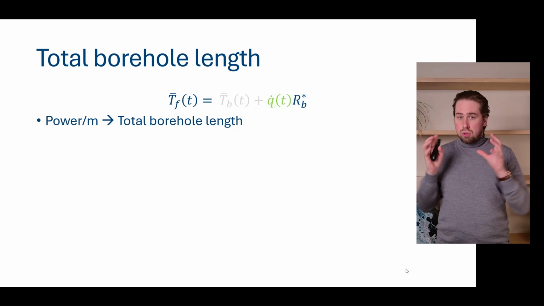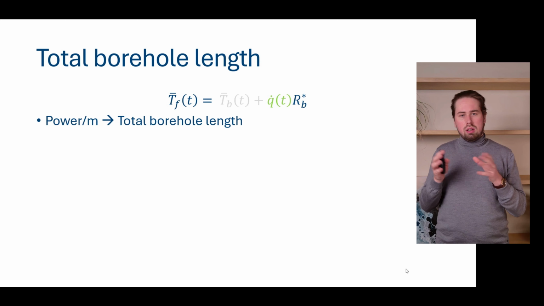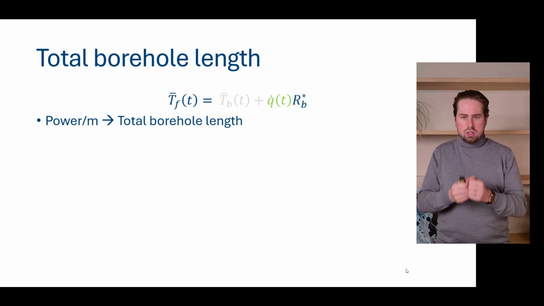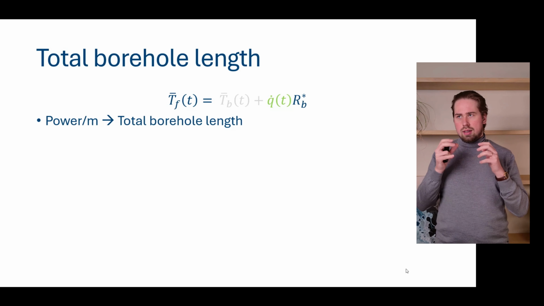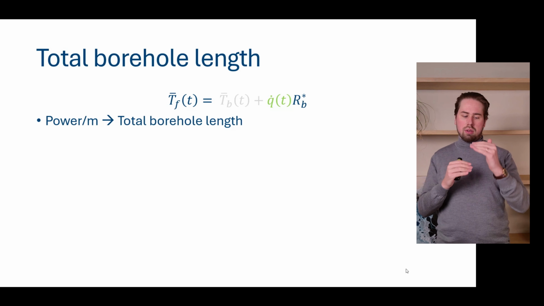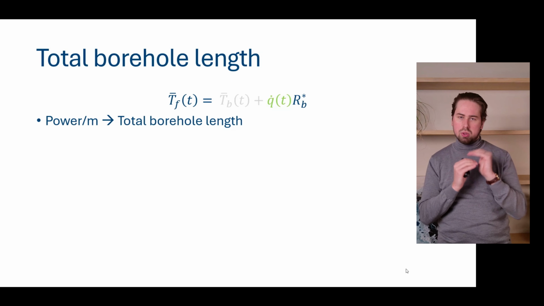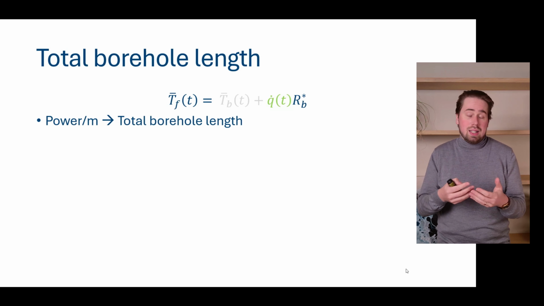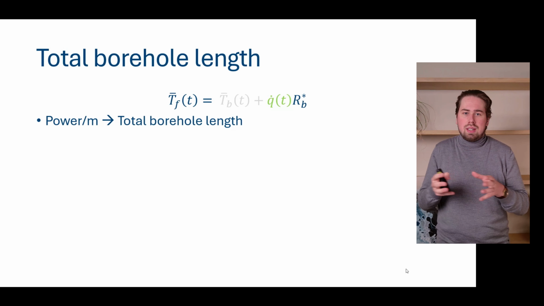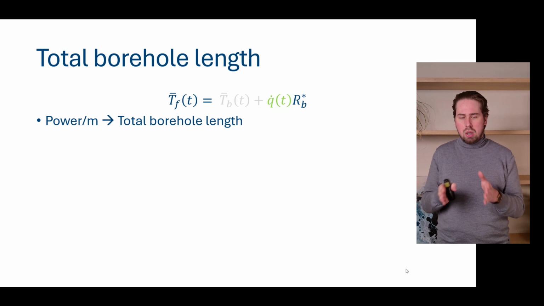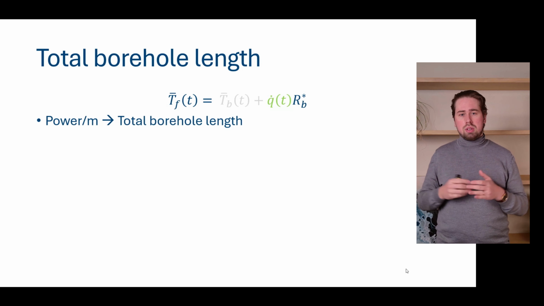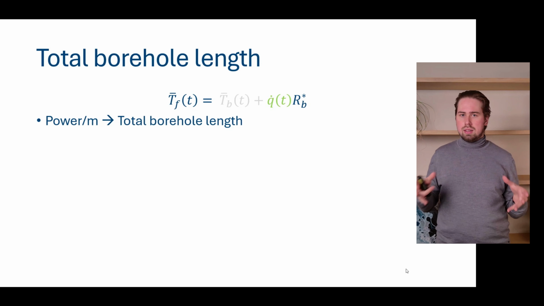Now, the first part of this Qt RB star is exactly this Qt. It's the power per meter extracted from our borefluid. And if we want to keep our fluid temperatures as close as possible to our borehole wall temperatures, it is good to have a very small specific power per meter heat extraction or injection. So what is important here is the total borehole length.